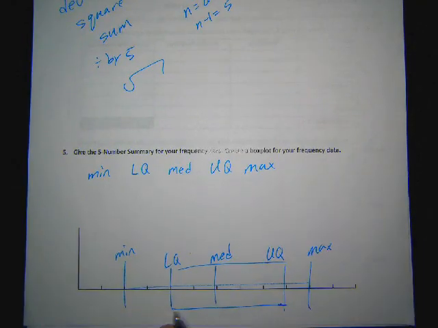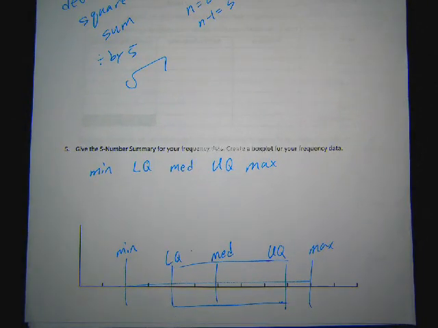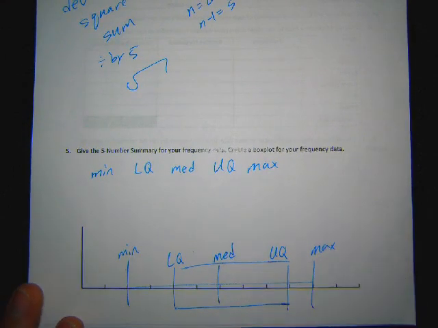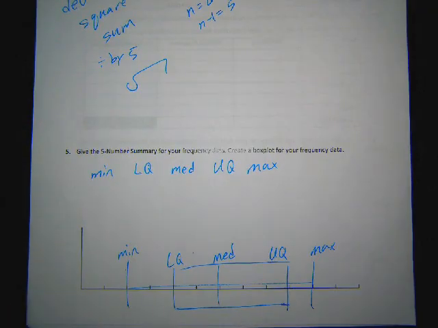And of course, make sure you label your box plot, so that I know what the values are, because sometimes they don't end up right on the number line dashes, so it's good to know what the values are. So make sure it's labeled. Okay, so that's just using your frequency data. Again, you're just using the frequency data to calculate spread and the measure of center.